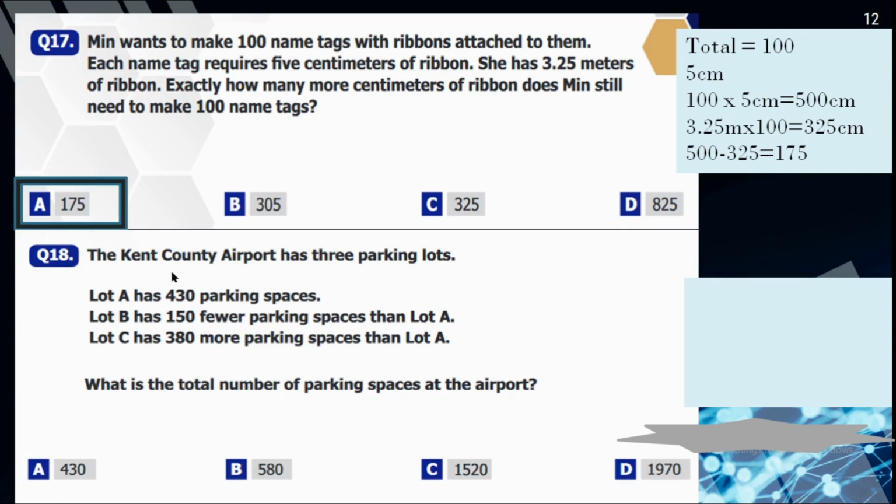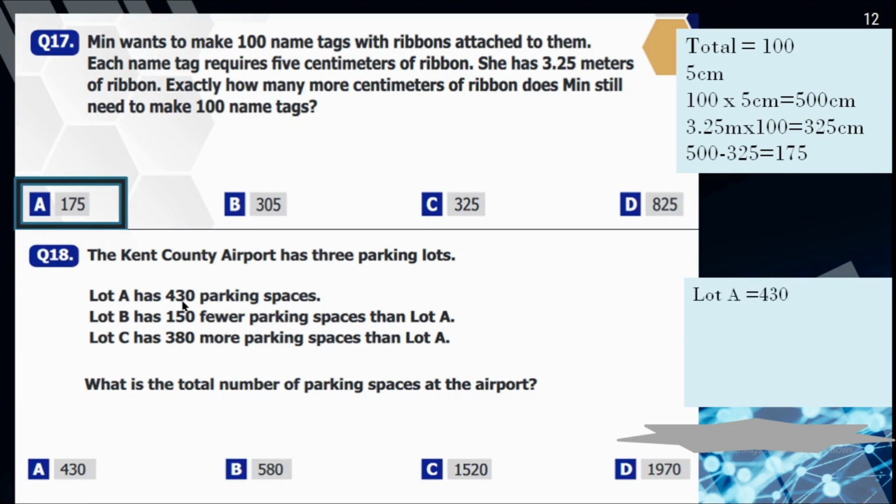Question number 18. The Kent Country Airport has 3 parking lots. Lot A has 430 parking spaces. Lot B has 150 fewer parking spaces than Lot A. Lot C has 380 more parking spaces than Lot A. What is the total number of parking spaces at the airport?